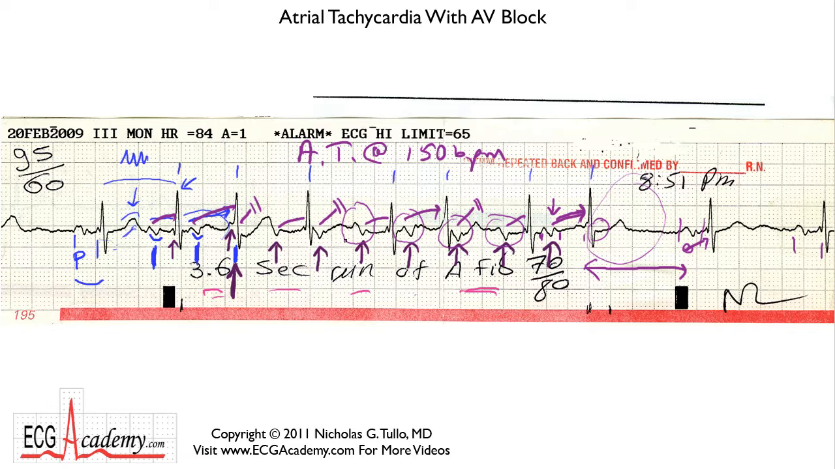So if I hadn't pointed those P's out, you might say, oh, look at that, a run of atrial fibrillation. Well, of course, we didn't cover atrial fibrillation in this course yet. We're going to do it in the next couple of sections. But atrial fibrillation would clearly not look like this. This is atrial tachycardia with AV block, and you should be able to recognize this if you take the time to look at the little details.